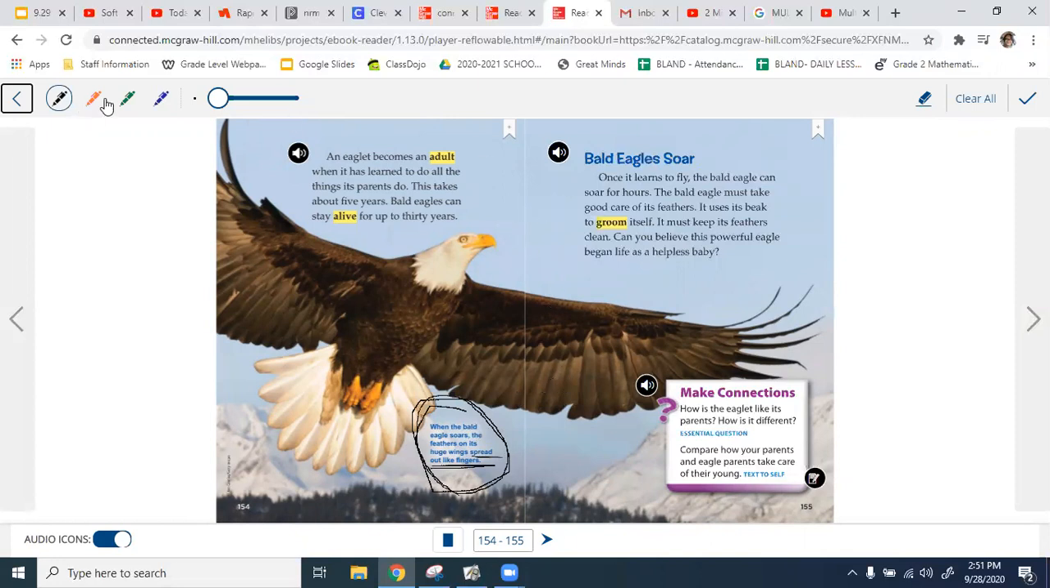And my last question says, what does that good old eagle use to groom himself? Here's the word groom. See if you can find the answer for what he uses and write it on the line.